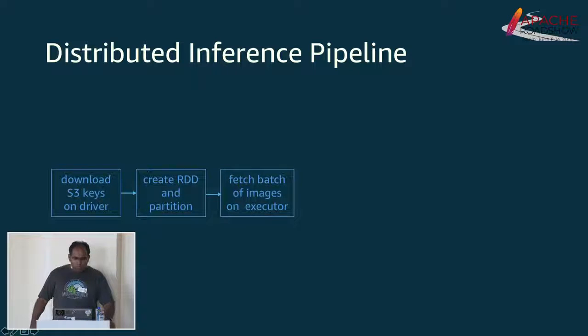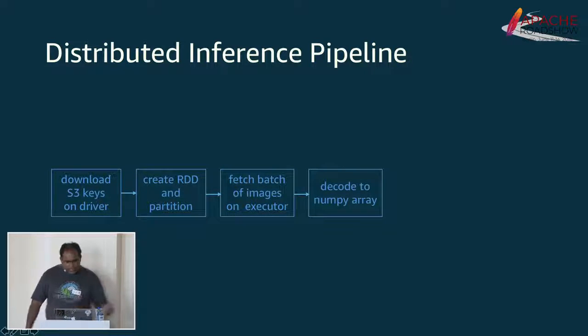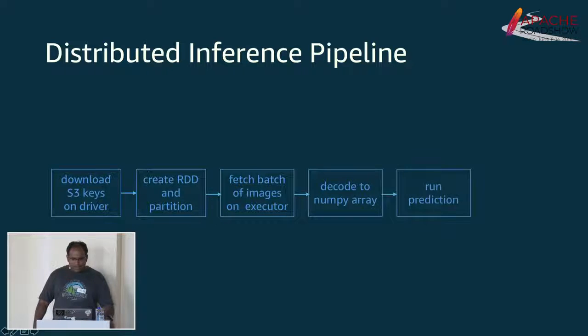And on the executor, we will fetch a batch of images. Like I said, these are linear algebraic operations. A batch size of more than one is just another dimension in the tensor. So we will try to parallelize that by fetching a batch of images. And then we'll decode this to NumPy, another Python library. We will convert that to NumPy format and run predictions using the MXNet library.